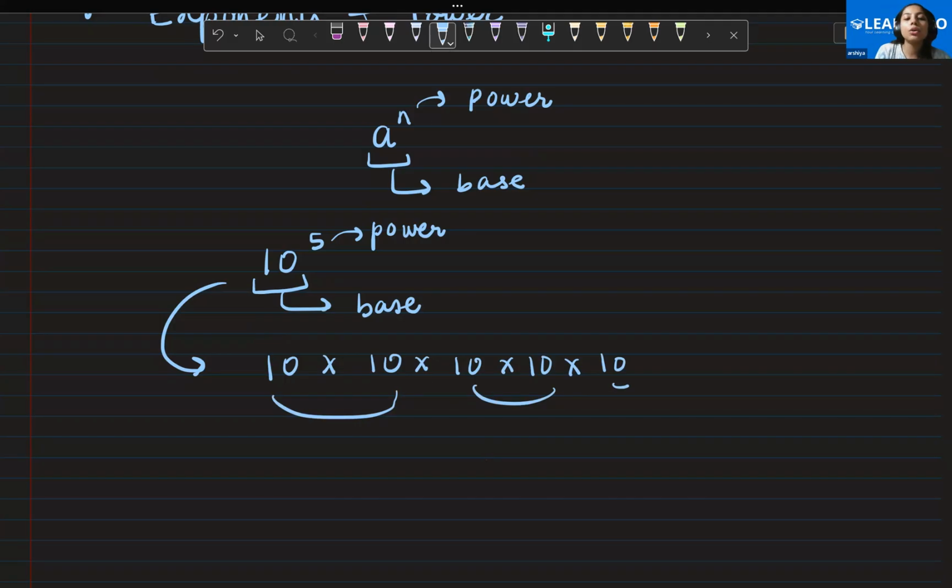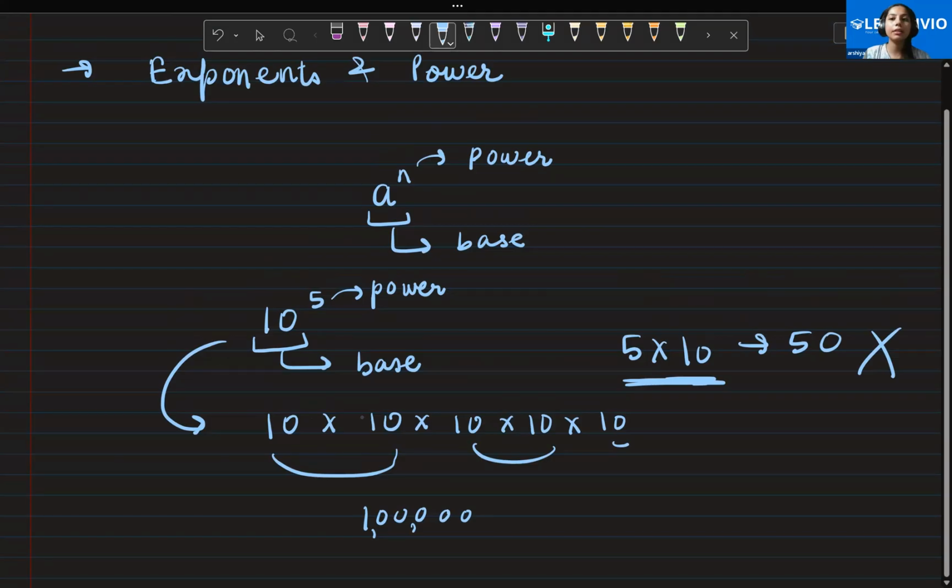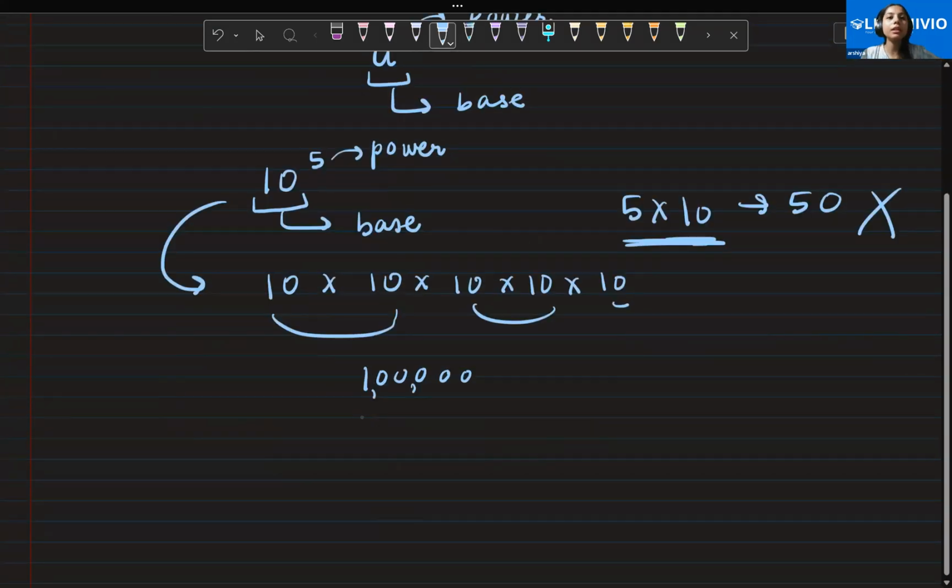It does not mean 5 into 10, because that will give you 50, and this will give you 1 and 1, 2, 3, 4, 5 zeros. So there's a huge difference between these two numbers. Remember, this does not mean 5 into 10. This means you are multiplying 10 5 times. Is it clear? Yes, ma'am.